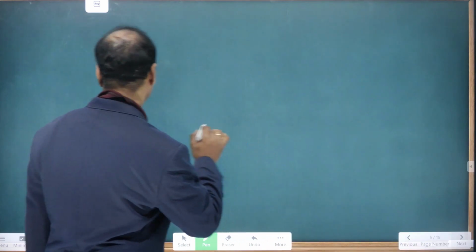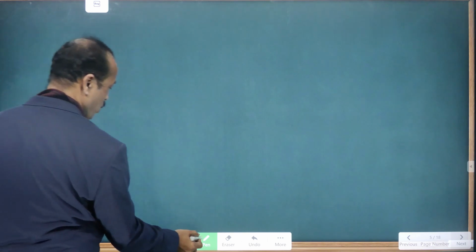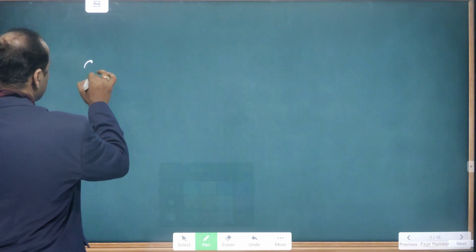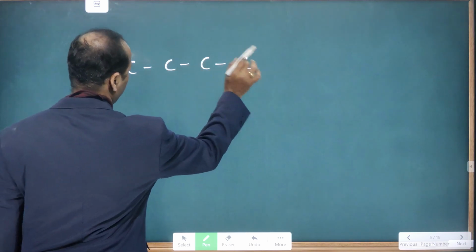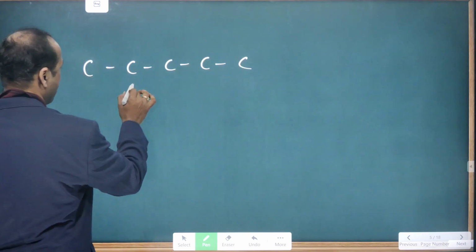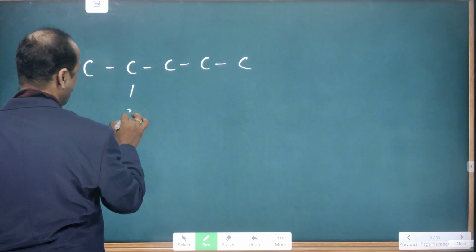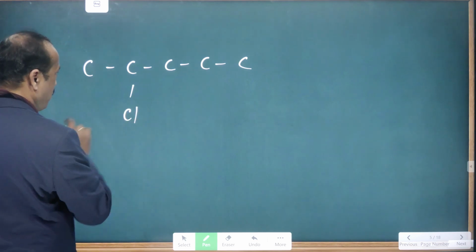Okay. For example, I'll take the same butane. Okay, butane I'll take. So now here you can see C 2 3 4, pent I'll take. But here what I'll do is I'm taking the chlorine here. What I'm taking? Chlorine. Okay.